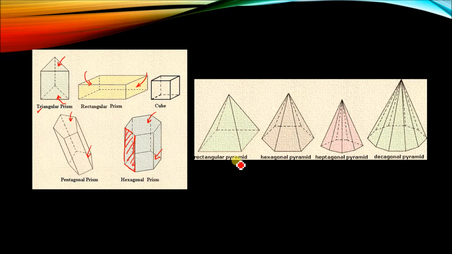Pyramids are also classified based on their base. So if the base is a rectangle, the pyramid is classified as a rectangular pyramid. And if the base is a hexagon, the pyramid is called a hexagonal pyramid. And if the base is a triangle, which is not shown over here, it would be called a triangular pyramid.